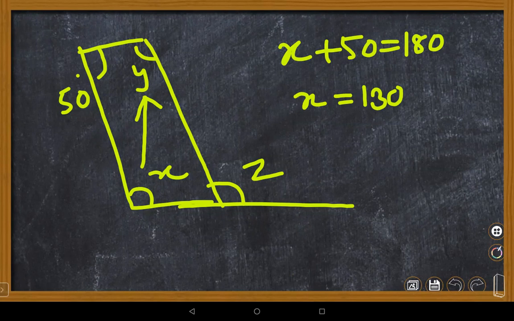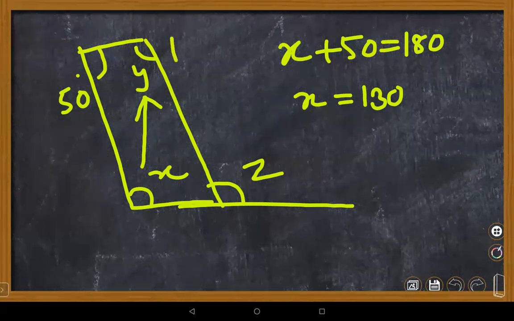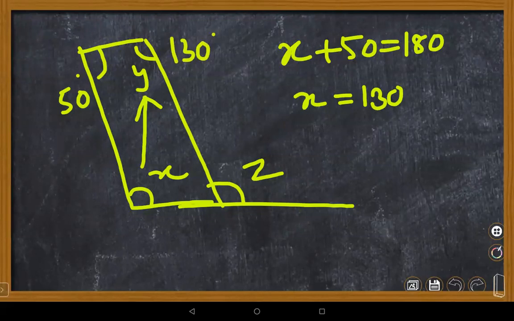Yes, ma'am. This is 130. What is the value of Z? Ma'am, Z is also 130. Very good, children. Why is it 130? Ma'am, opposite angles are equal, and subtract from 180. Opposite angles are equal. This is 50.